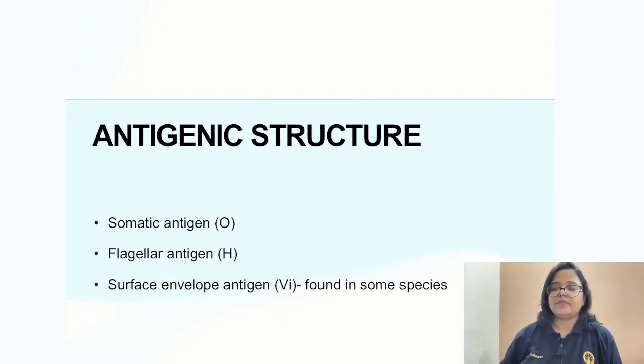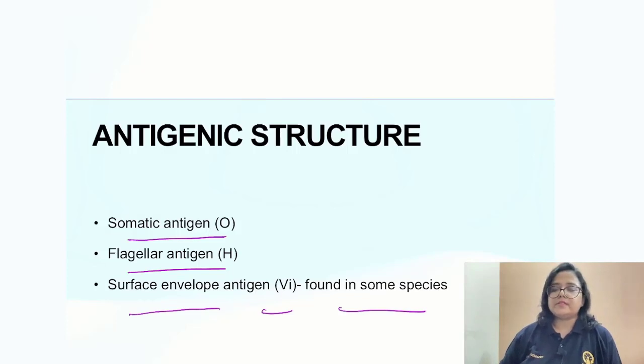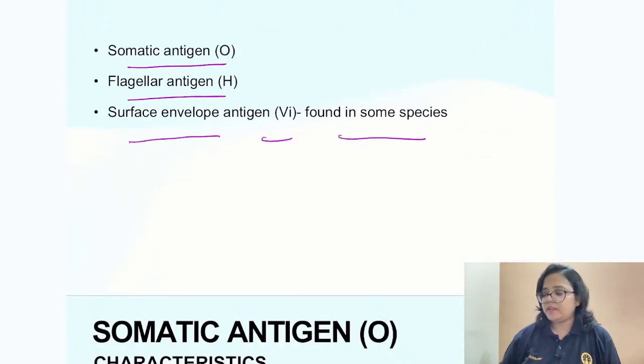So we have classified on the basis of the antigenic structure, the Kauffman-White scheme. So what are the antigens? There are 3 antigens: the somatic O antigen, the flagellar H antigen, and the surface envelope antigen Vi, which is found in some species. Now some characteristics about each of the antigens.